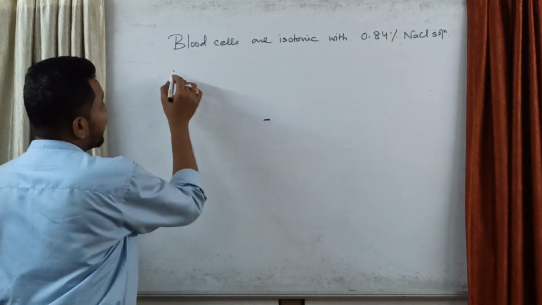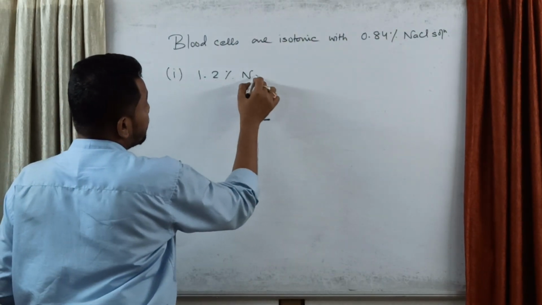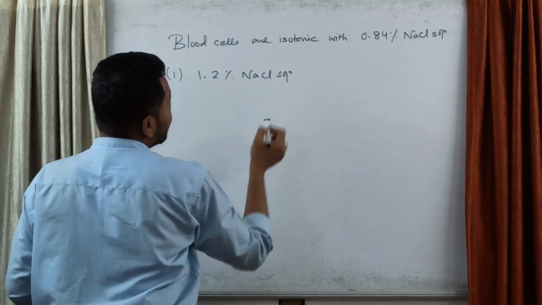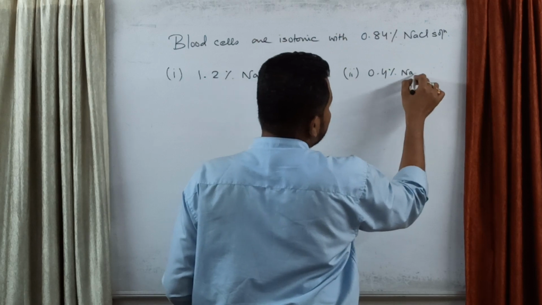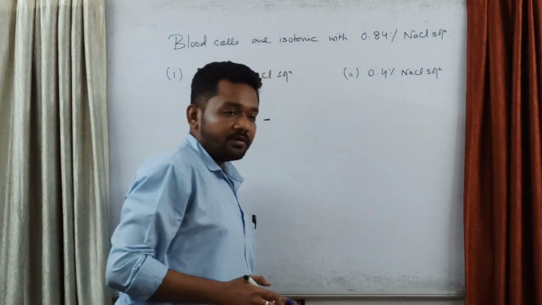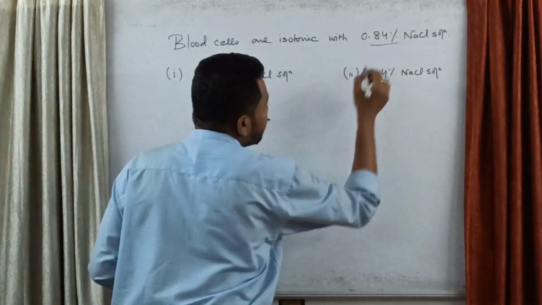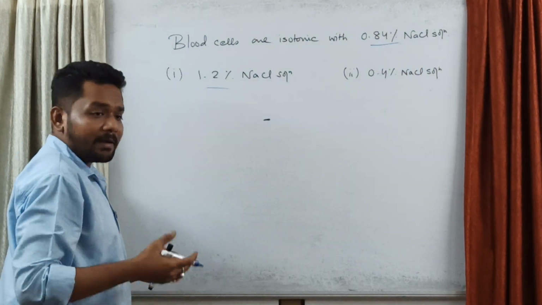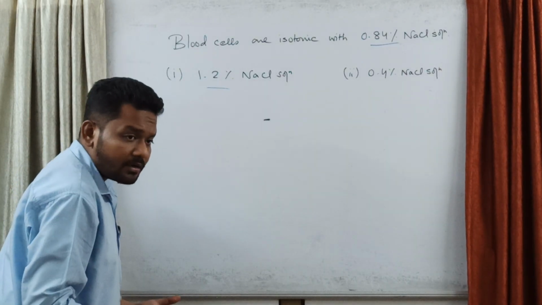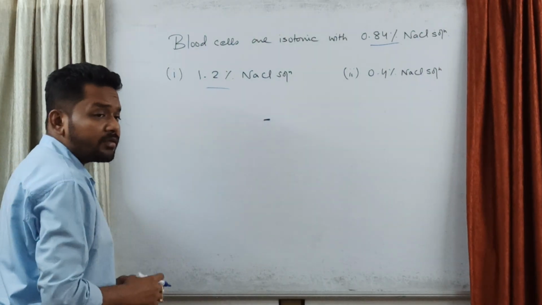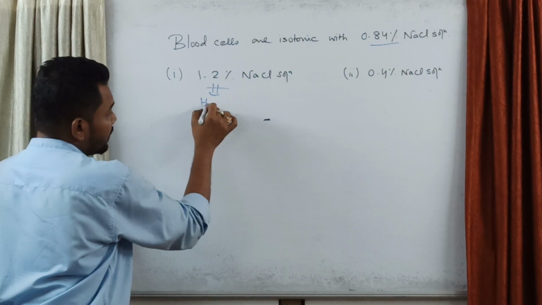তার মানে আমি এখন দুটো কেস বলেছি। কেস 1 কি? When blood cells are kept in 1.2% NaCl solution. Another thing I have said, 0.4% NaCl solution. Just try to think. Two cases I have given. 1.2%: now, with respect to 0.84% NaCl solution, that 1.2% solution will have higher concentration. When it has higher concentration, it will have higher osmotic pressure. When it has higher osmotic pressure, you can call this solution hypertonic. So 1.2% with respect to 0.84, you can call it hypertonic.